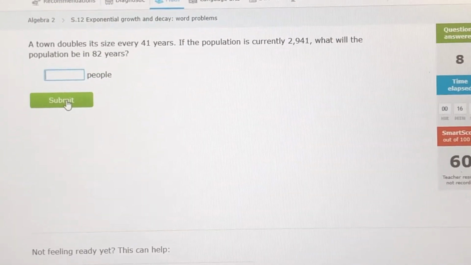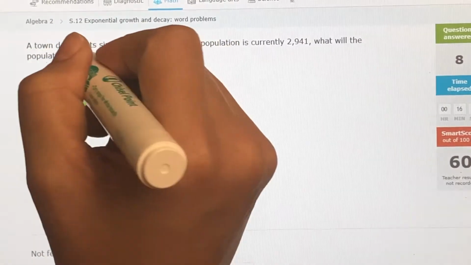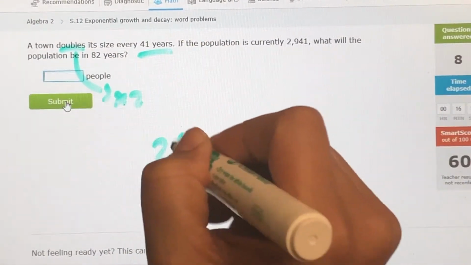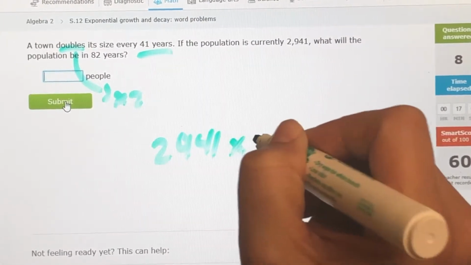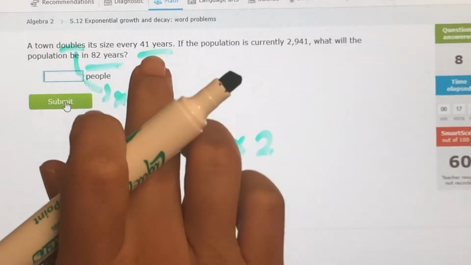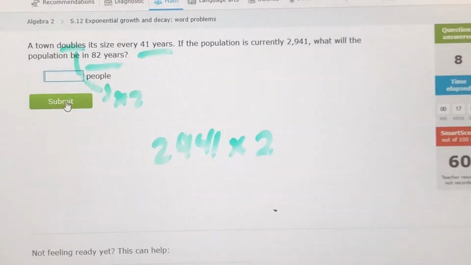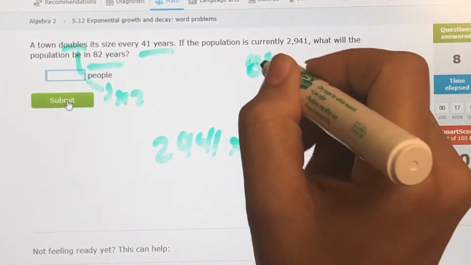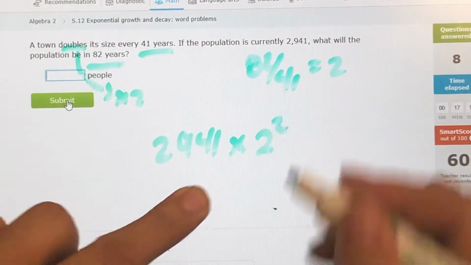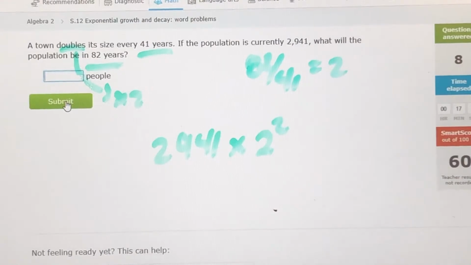All right, a town doubles its size. So again, we're doubling, so what's that? Multiplying by 2. Every 41 years, the population is 2941, and we're doubling it every 41 years. What's the population in 82 years? So how many 41s are in 82? To find that out, you're just going to do 82 divided by 41. It's going to give you 2. So you're going to double it 2 times.